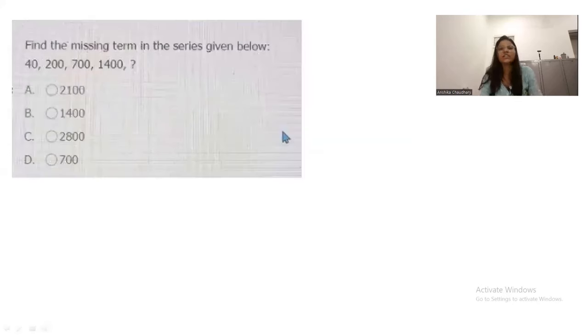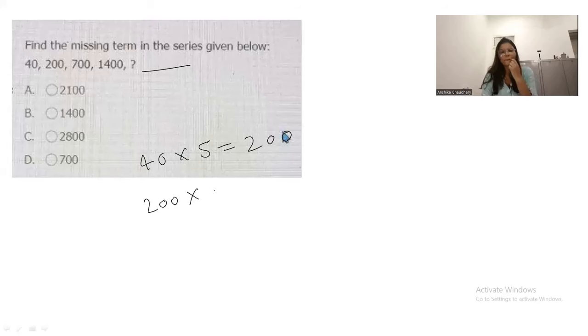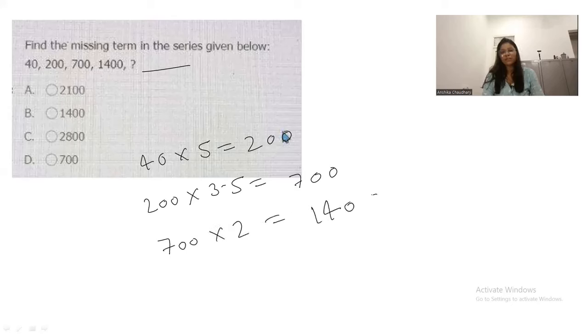Okay, so the next question is from the series. 40, 200, 700, 1400, and then what should be the next number? What we are doing here: 40 into 5, we get 200, right? Then 200 into 3.5, we get 700, right? And 700 into 2, we get 1400. And if we do 1400 into 0.5, we will get 700. So 700 will be the answer.